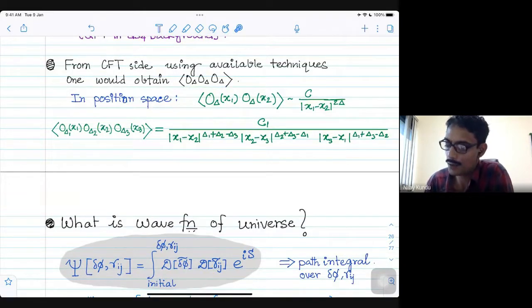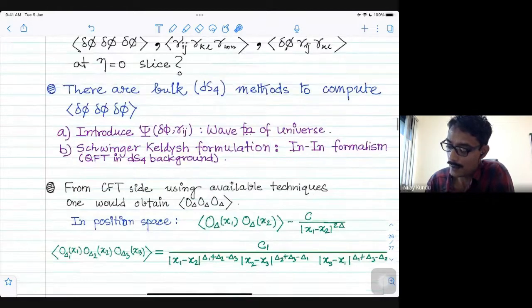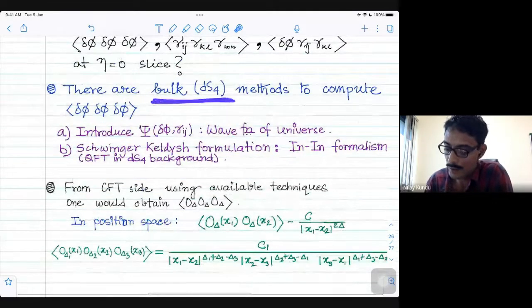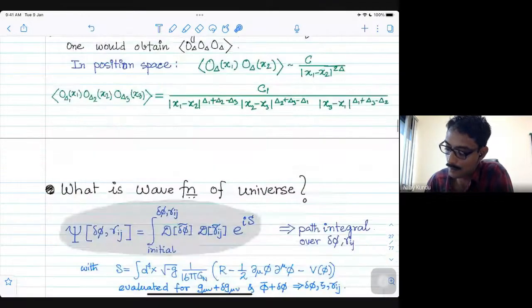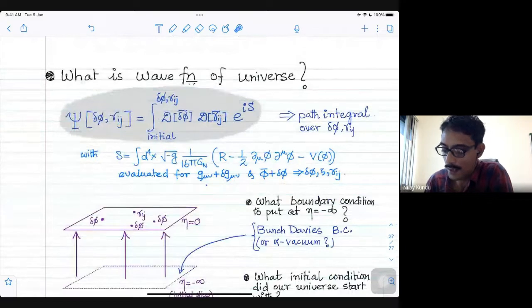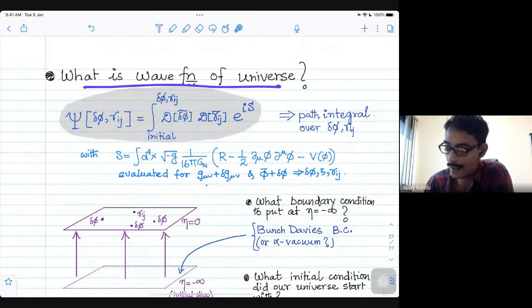So in position space, we all know that the 2-point function and 3-point function are completely fixed up to some constants, but here we will be doing momentum space analysis. So the question is how to understand these correlation functions in momentum space. There are two different approaches: primarily the bulk approach, where there are two methods, and the CFT approach, where we will see how to compute things. So let me introduce this wave function of the universe understanding.